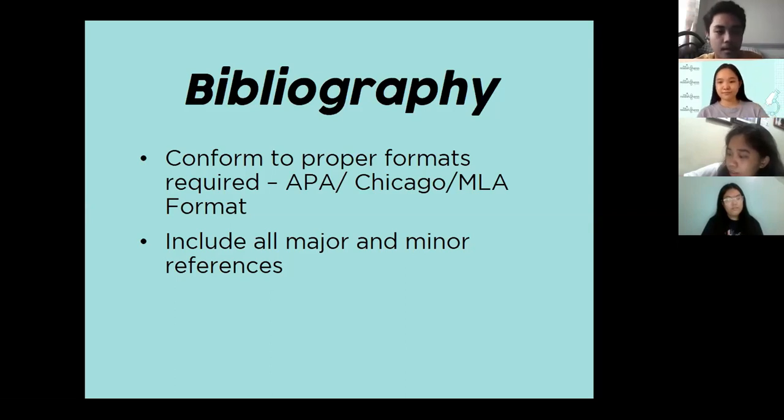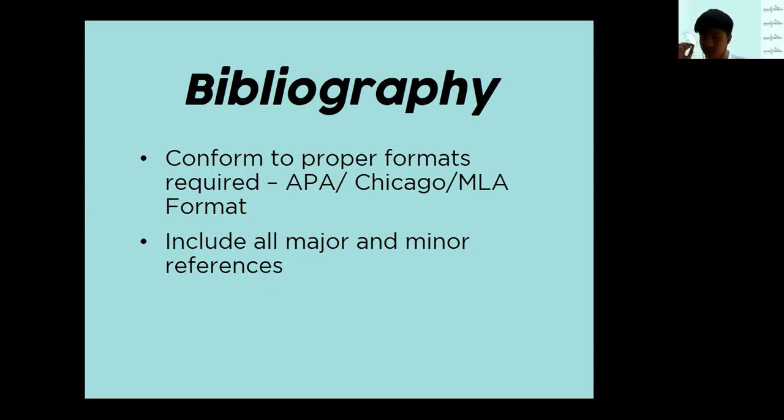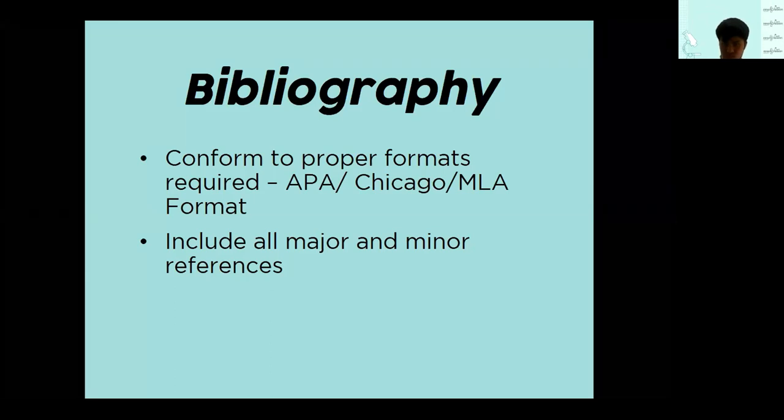And then, meron din kayong susundin na formats in making bibliography. Nandito yung mga common na formats na ginagamit such as APA or American Psychological Association format. Madalas siyang ginagamit ng mga students in making research papers na sinasubmit sa school or kahit sa mga competitions. And then yung Chicago format naman, madalas rin siyang ginagamit sa mga research papers na sinasubmit for competitions. And then lastly, yung MLA or the Modern Language Association format.